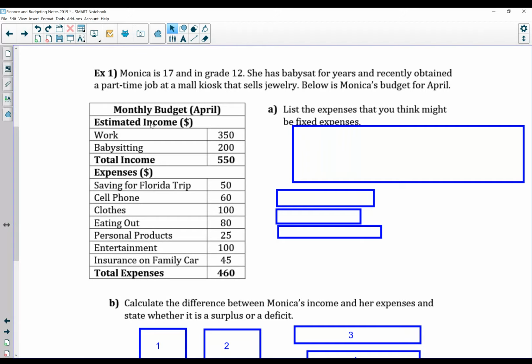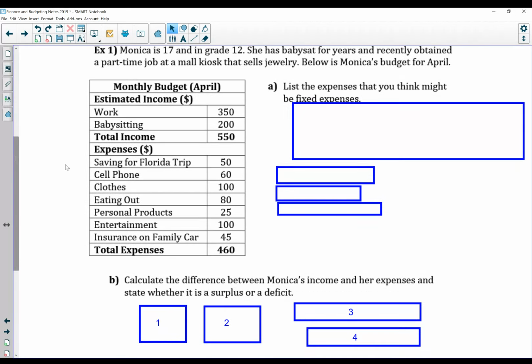Her estimated income. So she's taking her best guess here at how much income she's going to make. From work, she makes $350. And from babysitting, she's guessing she's going to make about $200 for a total of $550 income.